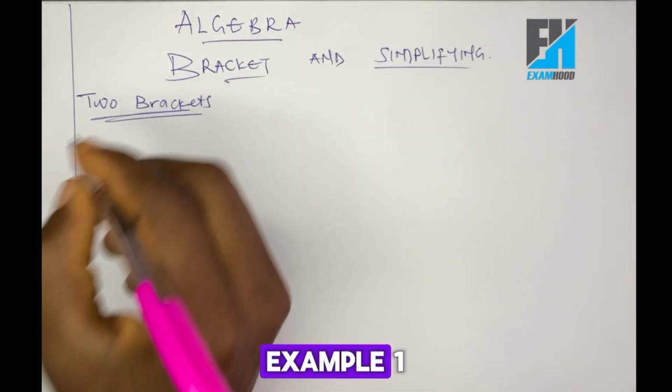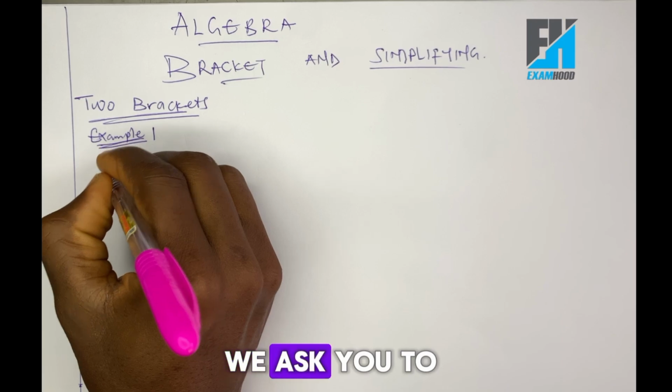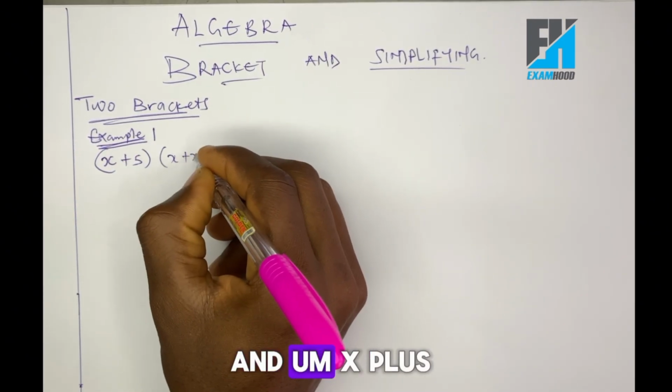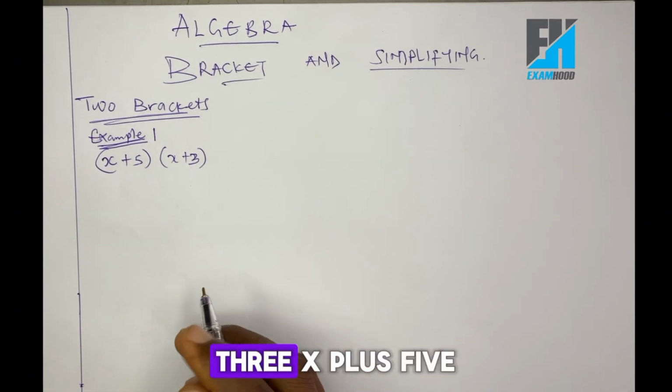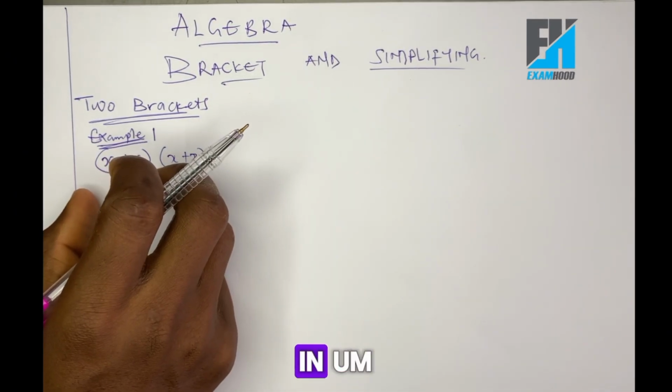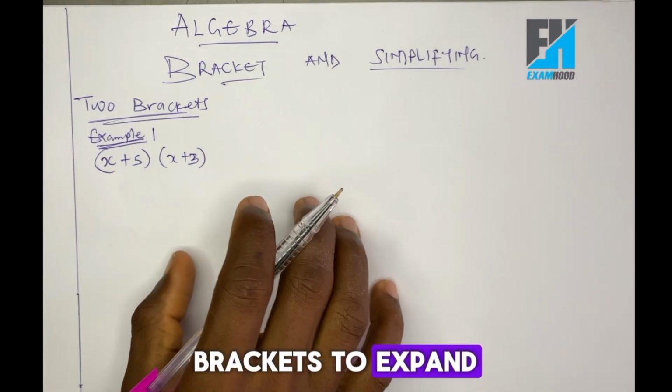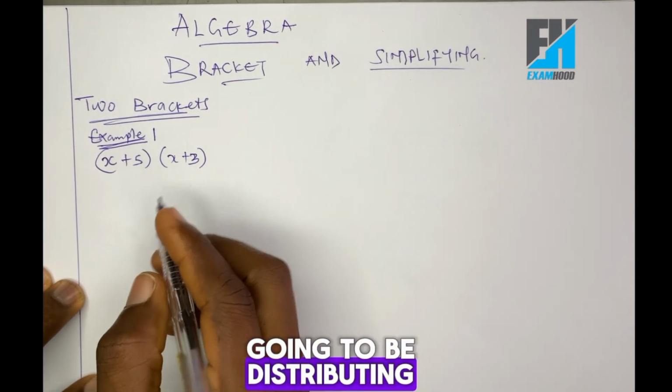Now let's see example 1. We have to solve this: x plus 5 and x plus 3. X plus 5 in brackets and x plus 3 in another bracket. So we have two brackets to expand. We are going to be distributing now.